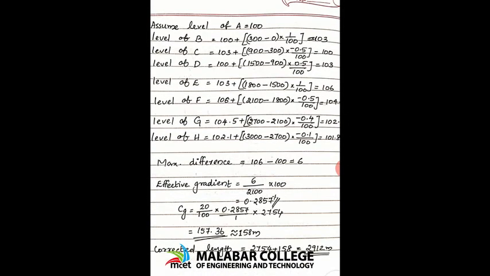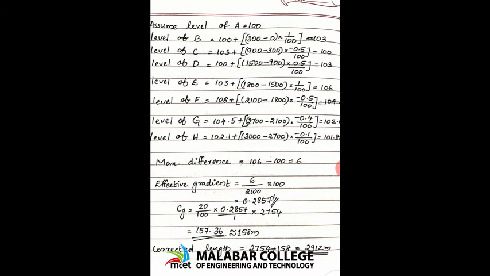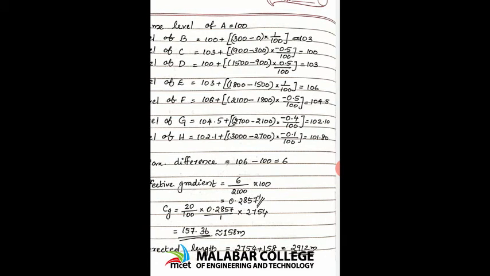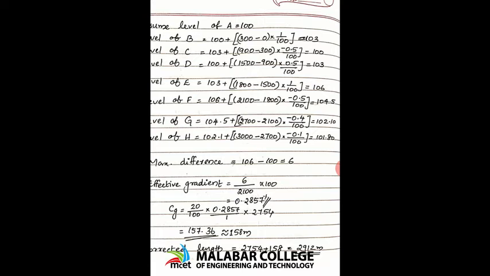Then find the level of D. That is equal to the level of C plus the chain difference, 1500 minus 900, into tan theta for 0.5%, that is 0.5 by 100. That is equal to 103, which means point D is 3 meter above C.